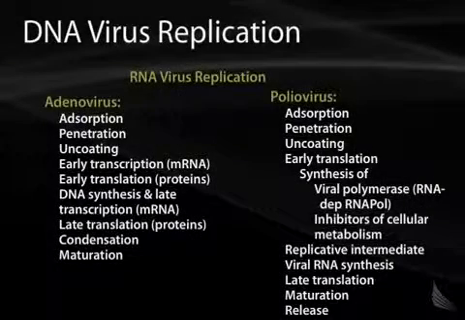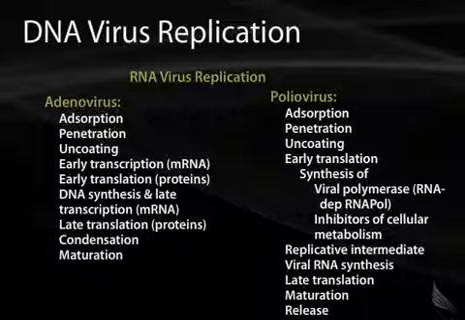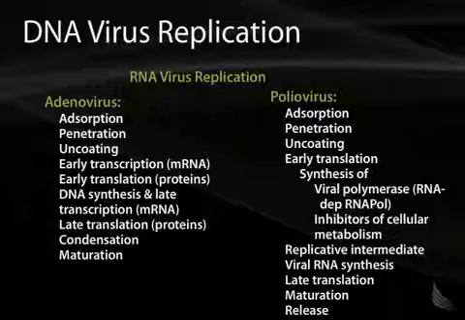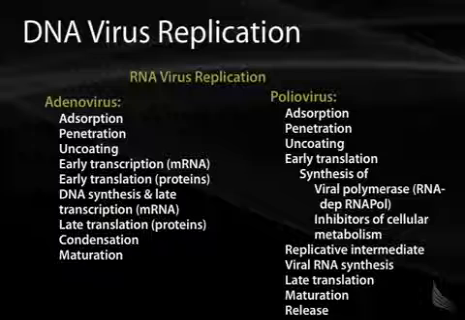Differences between DNA and RNA virus replication are shown here, with the examples between the adenovirus and the poliovirus. So the big difference is after you get through the uncoating stage, you can both go to translation, and then you get synthesis of the viral polymerase, the RNA-dependent RNA polymerase, and you have inhibitors of cellular metabolism. The poliovirus requires the synthesis of an early viral polymerase to replicate its RNA. After that, you get a replicative intermediate, and then you can start doing your proteins. Whereas the DNA virus goes straight to translation and transcription, and they get their own synthesis.